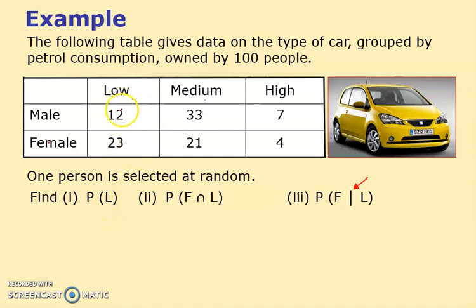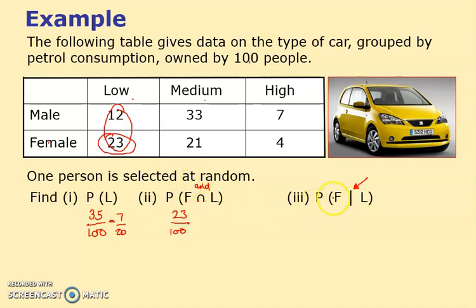I'm just looking at the table. I've got this many people driving low-rated cars. What's that? That is 35. Do I know it's out of 100? I was lucky. They told us. Otherwise, I'd have to add up all those numbers. So 35 out of 100, you presumably can simplify that to 7 out of 20. Probability, then, remember this symbol means and. It's got an N in it. Probability the driver is a female and they drive a low-rated car. Well, that's just these ones here. It's a much smaller number. It's 23 out of the 100.